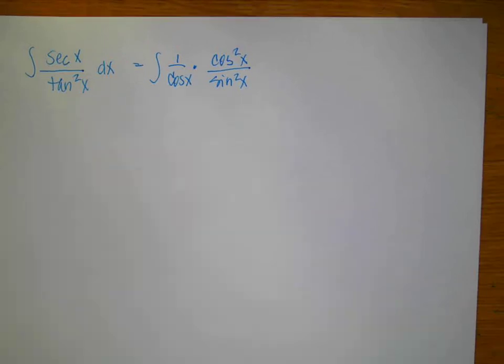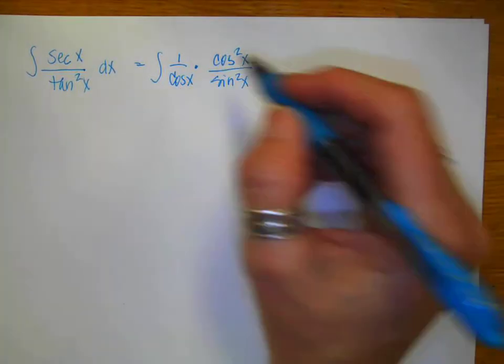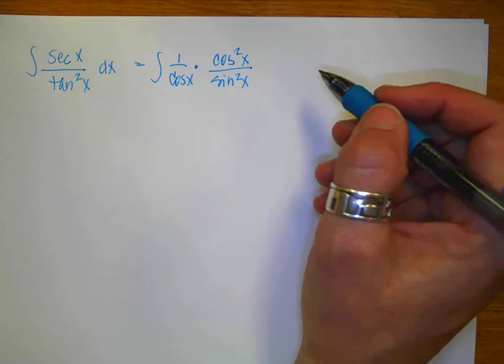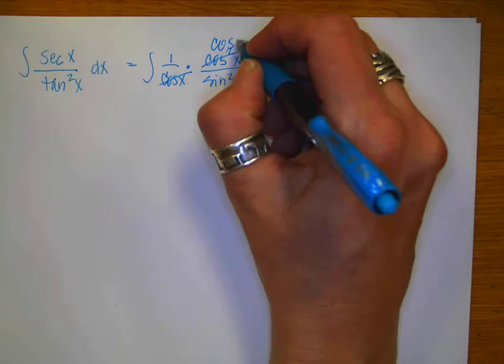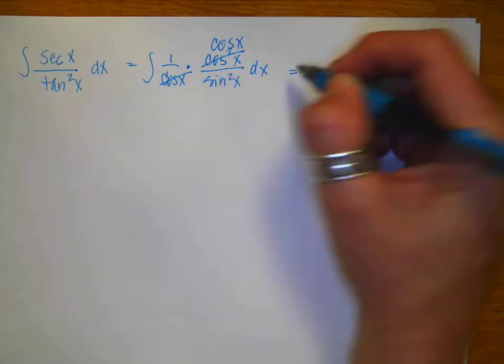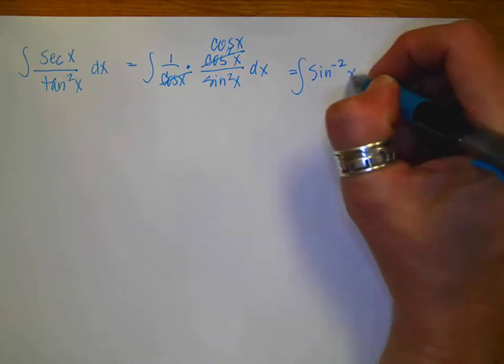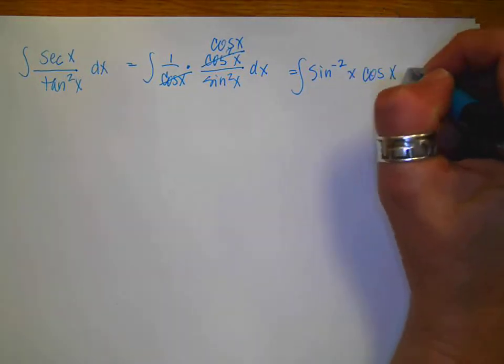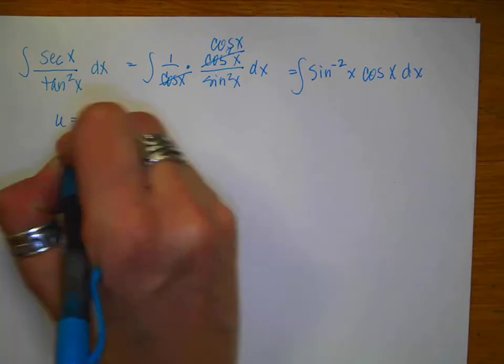because I would flip it, the reciprocal. Oops, hang on, I can't see my screen. Now we're back in business. Because this is just the reciprocal and this is cotangent, now I can write this as 1, cosine cancels. And I forgot my dx. And so I have the integral of sine to the negative 2 of x cosine of x dx.